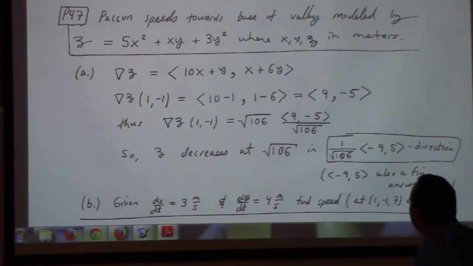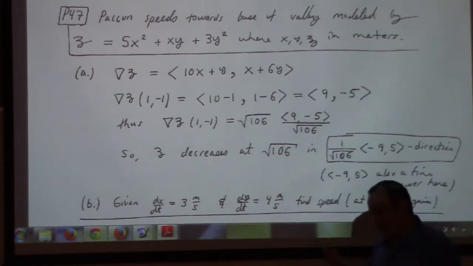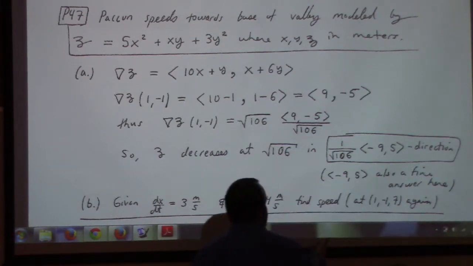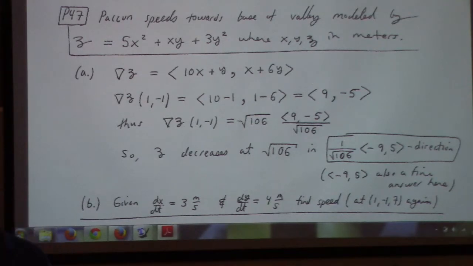Speeds towards the base of a valley modeled by this lovely equation, where x, y, and z are meters. You're supposed to do what? I think first of all, I'm supposed to find the direction it decreases at the maximum rate. Right? So the gradient of z allows me to set up the directional derivative for z. And so the directional derivative of the function z will tell me the rate of change in z, right?